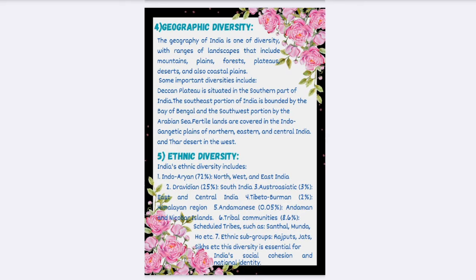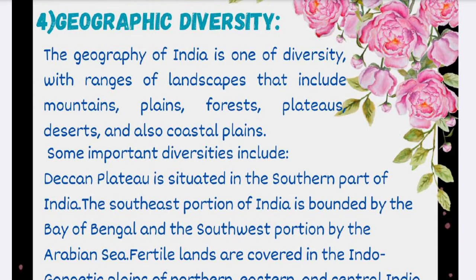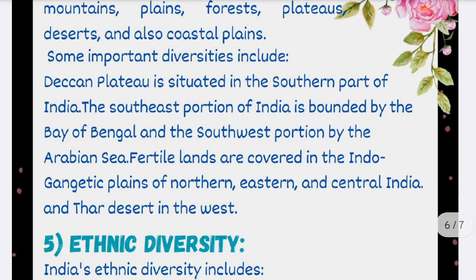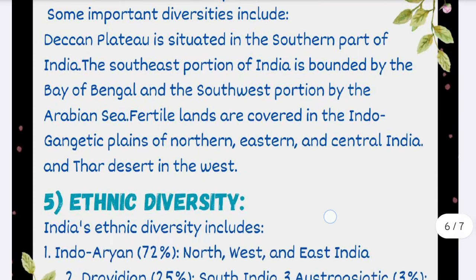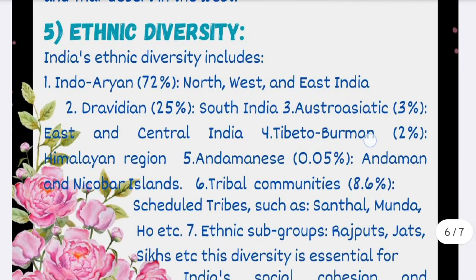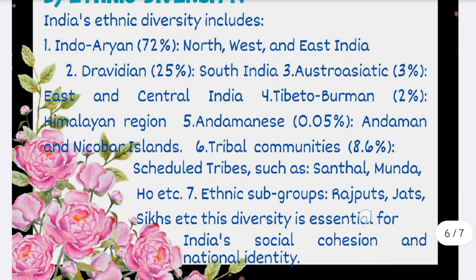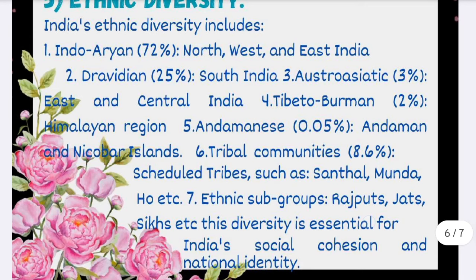Then next page, the fourth one is geographic diversity. Have a close look at the page about geographic diversity. You can write it like this. Then the fifth point is ethnic diversity. You can write it like this about ethnic diversity.